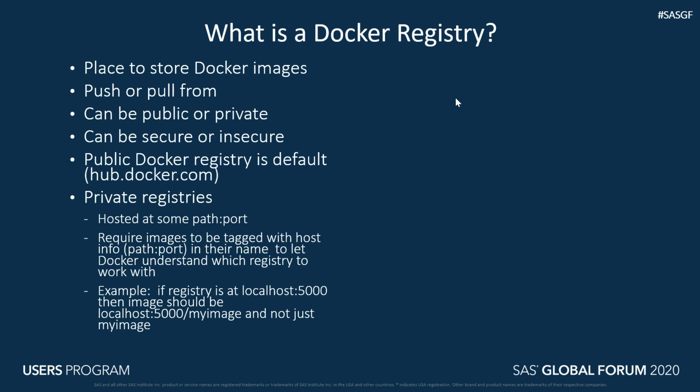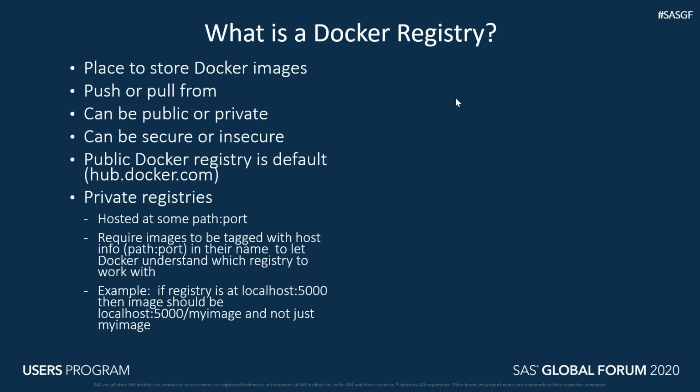We can also have these private registries. We talked about public or private. Private registries are typically hosted at some path or port inside of your company, or even maybe just running on your own machine if you just need a temporary one. But in order to work with anything but the public Docker registry, you do need to tag your images, to add extra information to your images when they're created, to say the port and the path that you are targeting to be able to get to your registry.